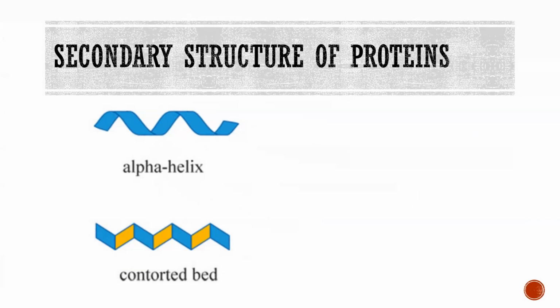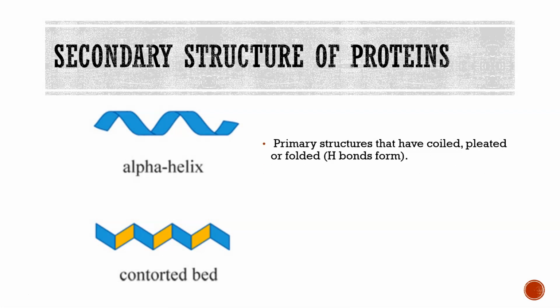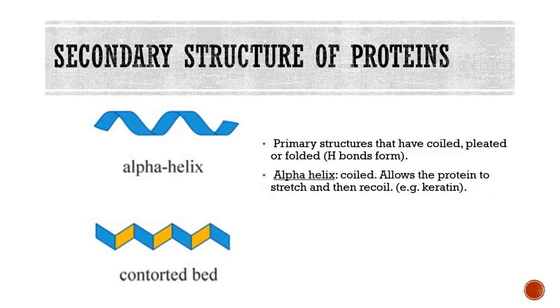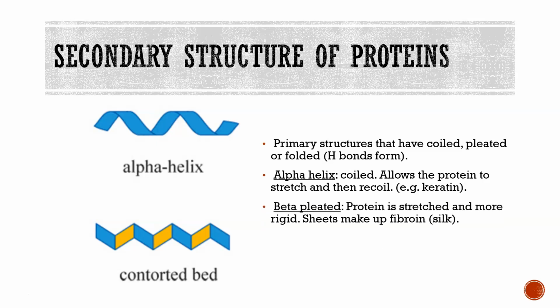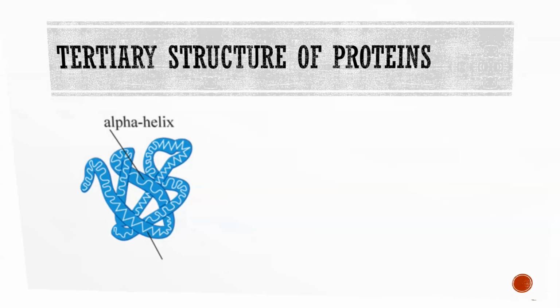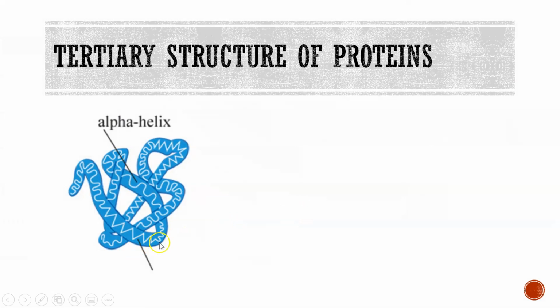All right, secondary structure. It can be an alpha helix or a beta pleated sheet. The primary structure that has coiled, pleated, or folded is all due to these hydrogen bonds. An alpha helix coiled allows the protein to stretch and recoil, a bit like keratin, a protein. Beta pleated, the protein is stretched and more rigid. Sheets make up fibroin. Okay, it's a bit like silk. We will look at each of these a bit further in class, so don't panic about this.